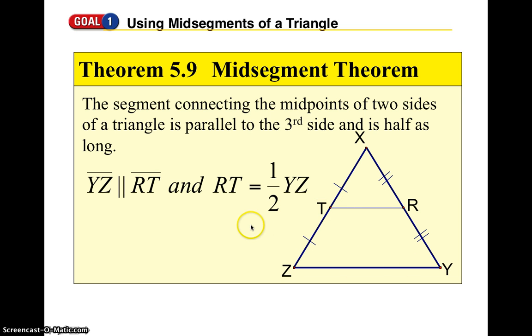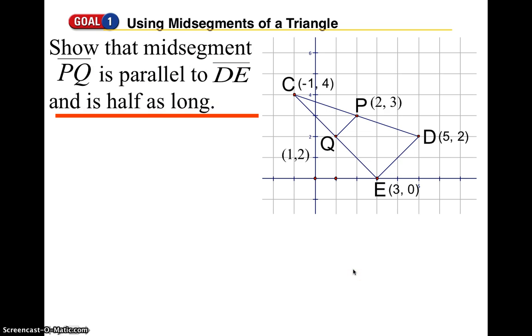And the second thing that's always true about mid-segments is that the length of this mid-segment is always half of the length of the side that it's parallel to. So whatever the measurement for ZY is, TR is half of that. So if this line down here was 10, then this line would be 5. Or if TR was 8, then the line down here is 16. So the one in the middle is half of the one on the sides.